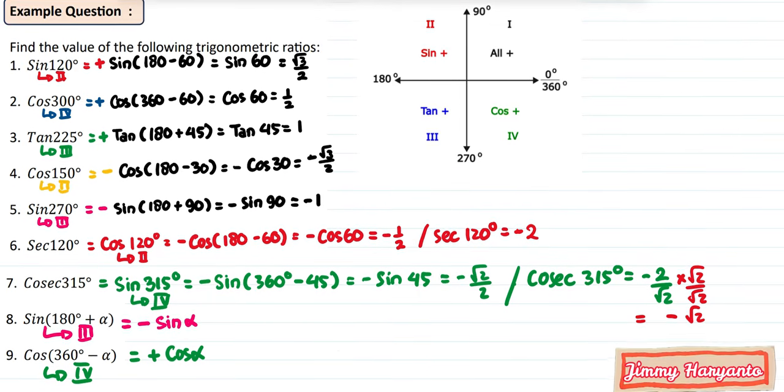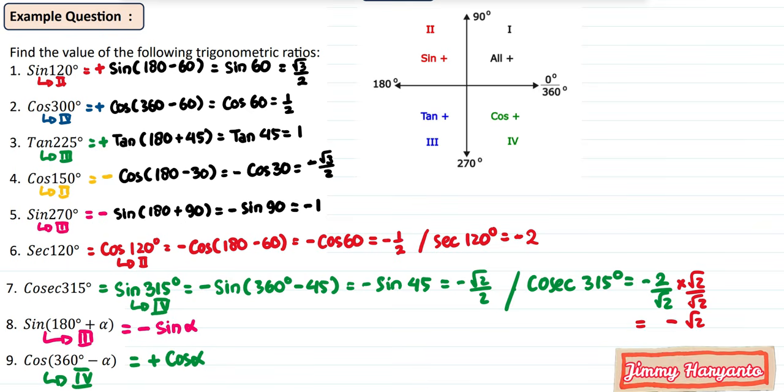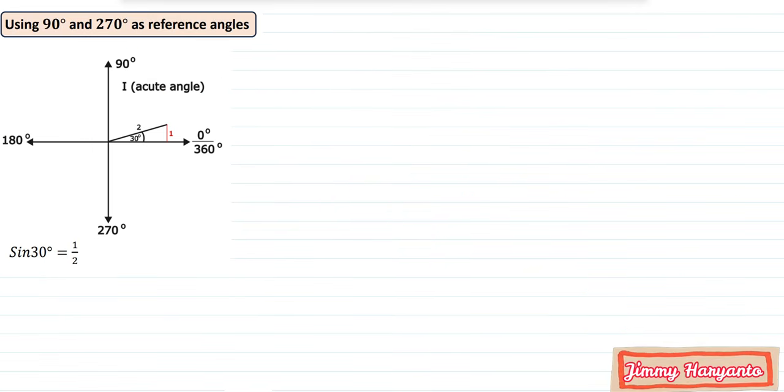Okay, so that is how you do it, how to convert the general angle into acute angle using 180 and 360 as the reference angle. Okay, next is using 90 degree and 270 degree as reference angle. For this one, it's a little bit complicated, guys. Take a look at this.